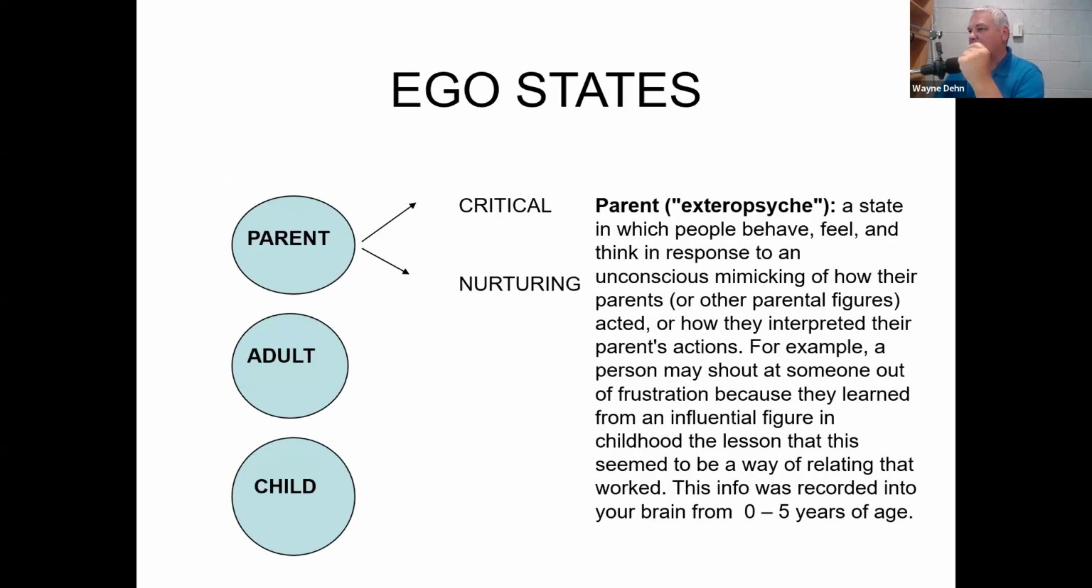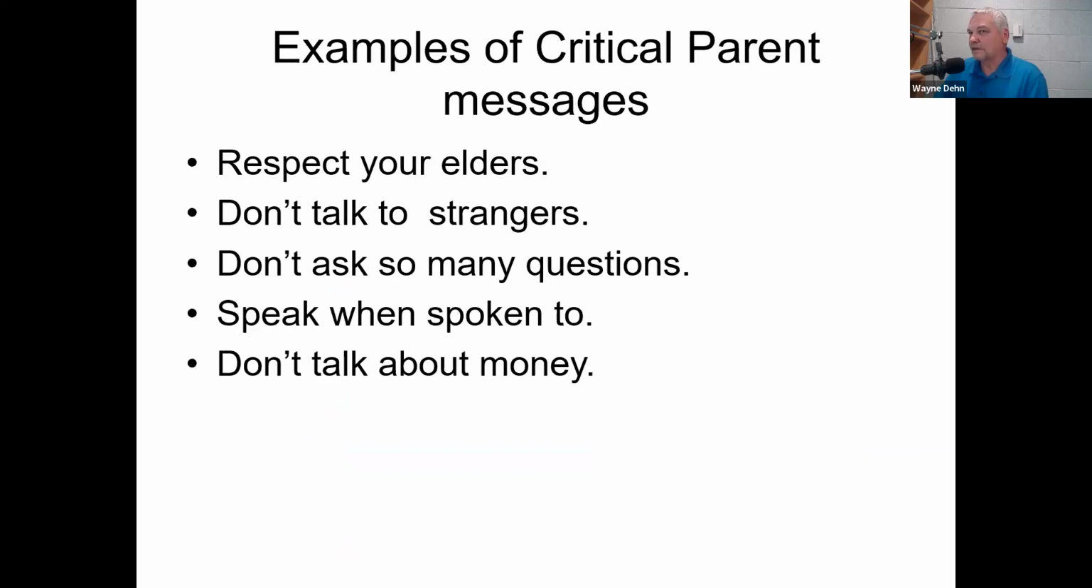For example, a person might shout at someone out of frustration because they learned from influential figures in childhood the lesson that they can get what they want that way. Again, this information is from your brain between 0 and 5 or 6 years of age, where we became either more of a critical type of person or a nurturing type of person.